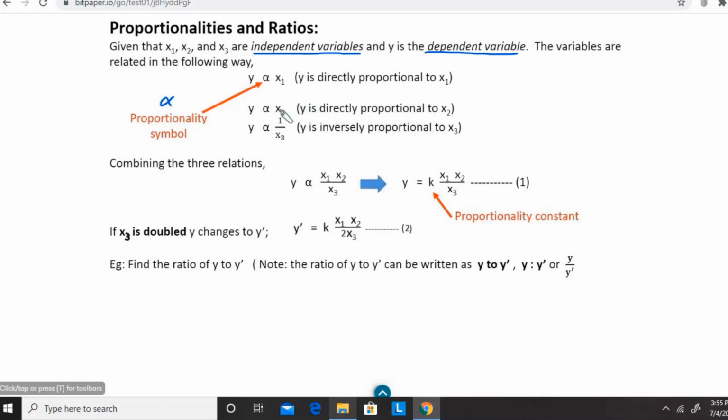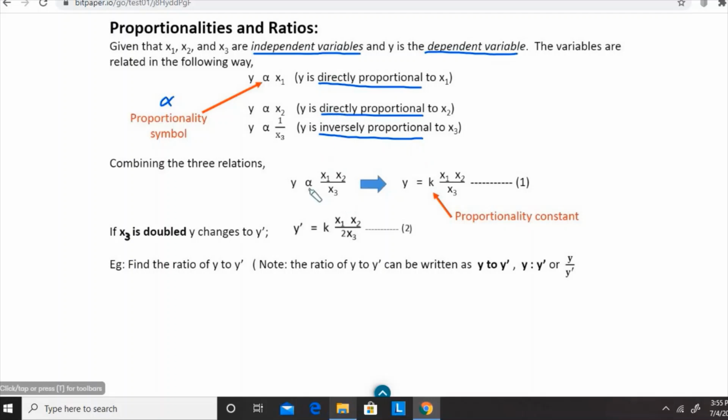So the first relation and the second relation are direct proportionalities between the 2 variables, but the third one is an inverse proportionality between the 2 variables. That means when one variable is increasing, the other variable is decreasing, and vice versa. So these are the 2 types of proportionalities that we'll see: direct proportionalities and inverse proportionalities.